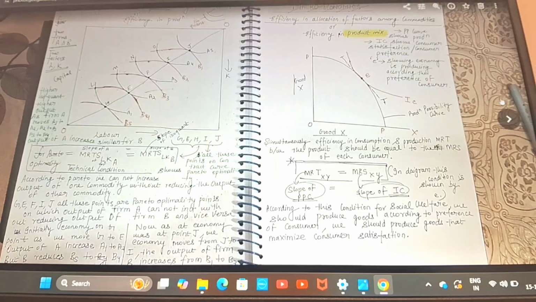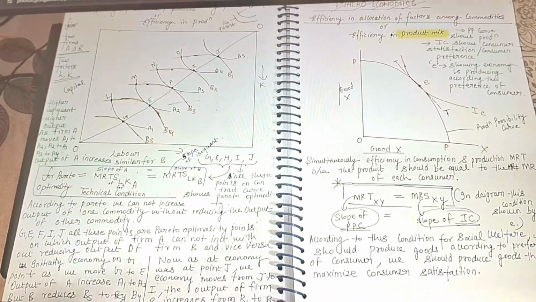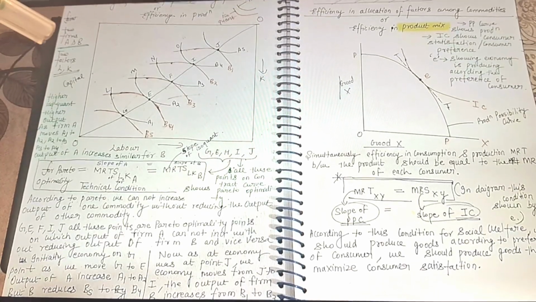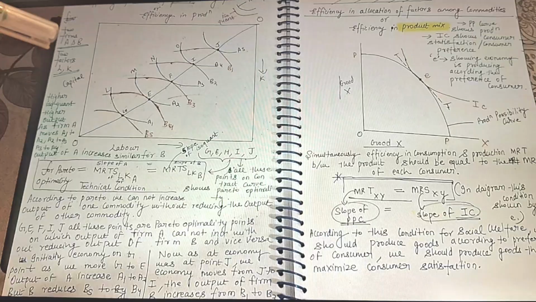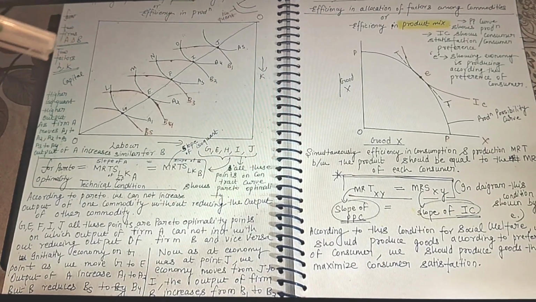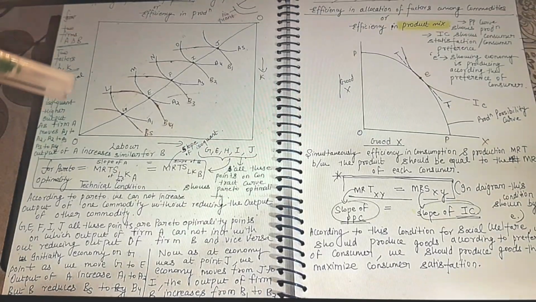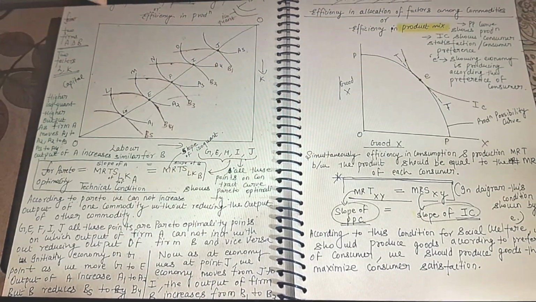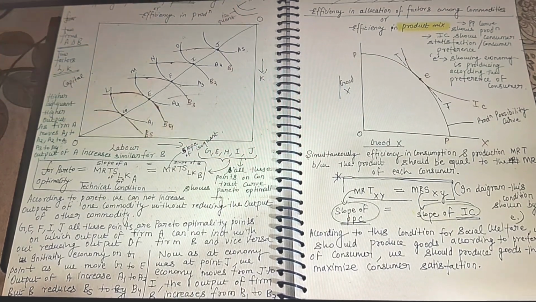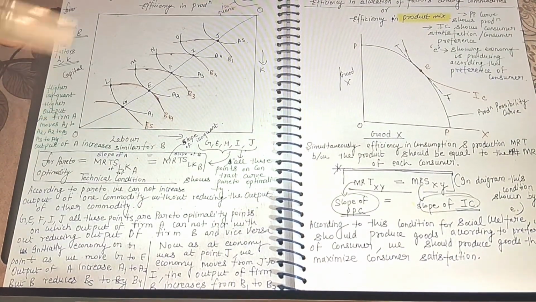So here we are taking two firms, okay? As you can see, we are taking two firms and two factors. The two firms are A and B, and the two factors are labor and capital. Over the y-axis we have capital, and over the x-axis we have labor, okay? And a higher isoquant shows a higher level of output.